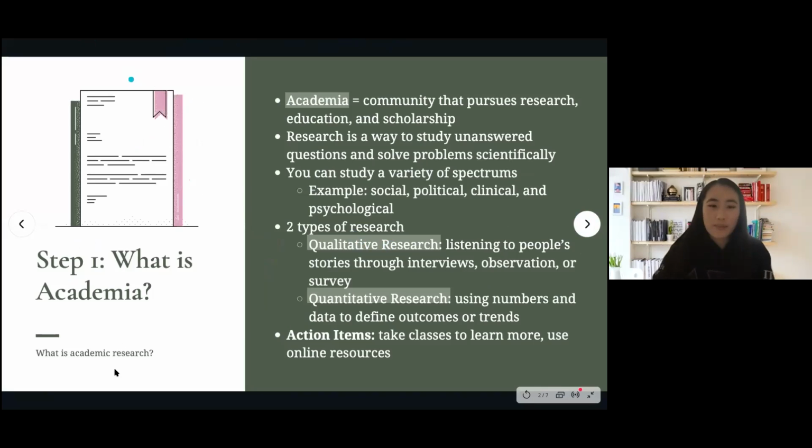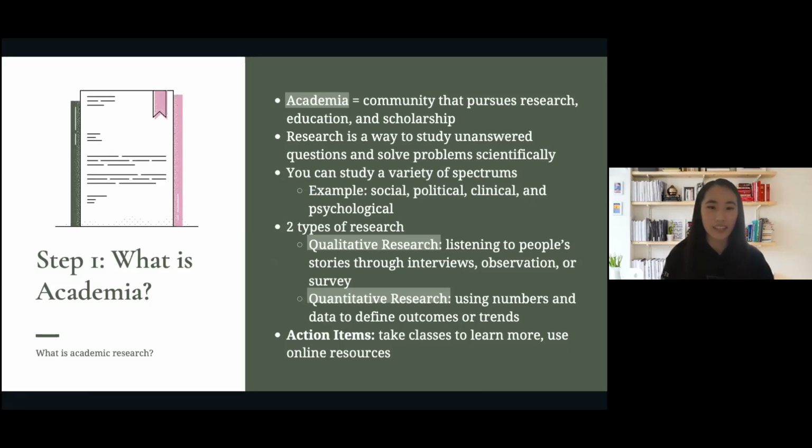All right, so the first step is understanding what academia is and what academic research involves. Academia is a community that pursues research, education, and scholarship. And what is research? Research is a way to study unanswered questions and to solve problems scientifically. I know that for myself personally, coming out of high school especially, I thought research involved people wearing lab coats and working with chemicals in biology or chemical labs. But I actually learned that research can be done in many other fields as well.